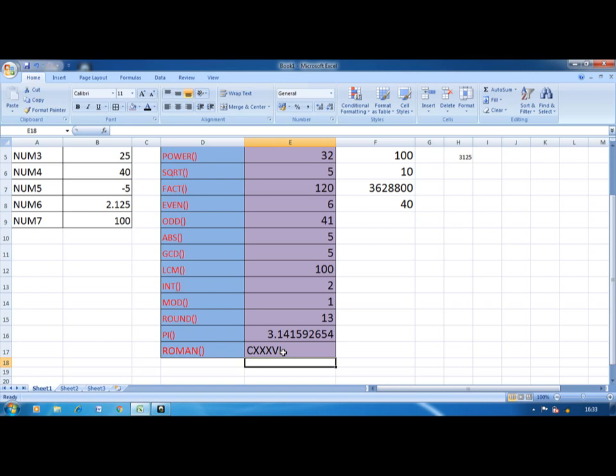136. So these are the 14 mathematical functions. In the next class, we will learn the trigonometric functions. So thank you.